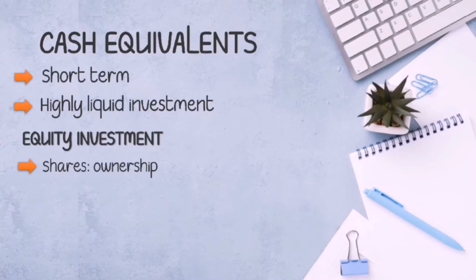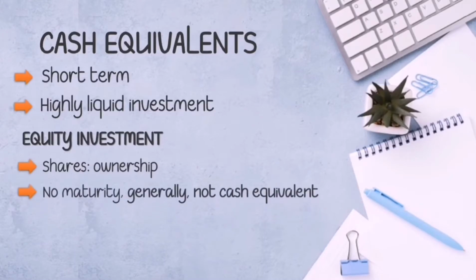So there are two types, which is the ordinary and preference shares. So the difference between the two, kapag ordinary shares, they have voting rights. However, kapag preference, wala silang voting rights. Pero they have priority over ordinary shares in terms of dividends. So generally, since equity investment represents ownership, it has no maturity. And since no maturity, it is not a cash equivalent. Kasi hindi natin masusukat if short-term ba siya.